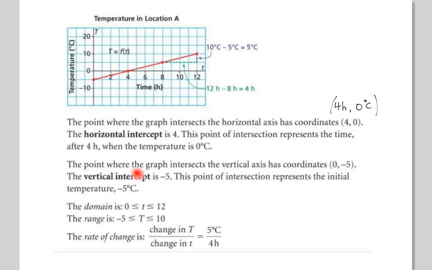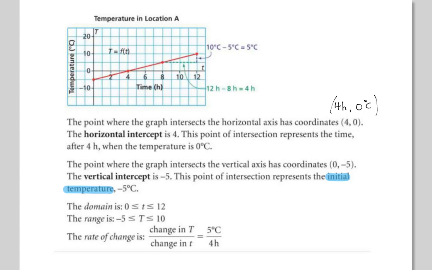Now for the vertical intercept being -5, you can see that spot on the graph right here. That is when the time is 0, the temperature is -5 degrees Celsius. And you can see the key word here, the initial temperature, the initial value.